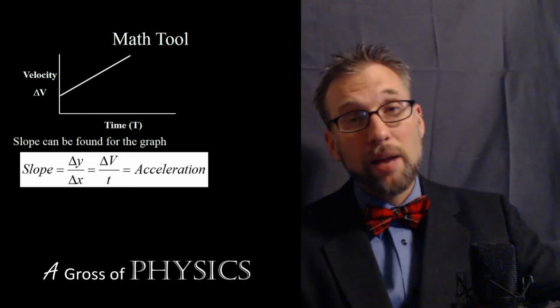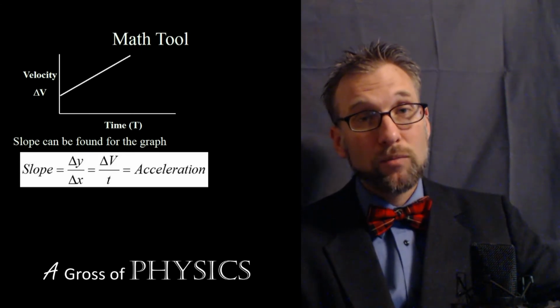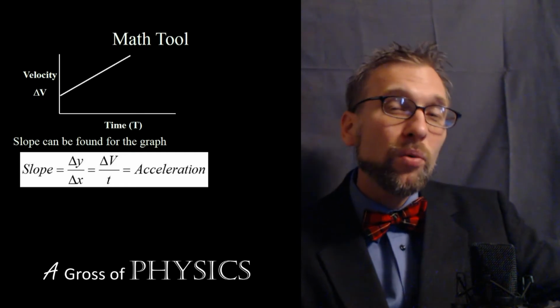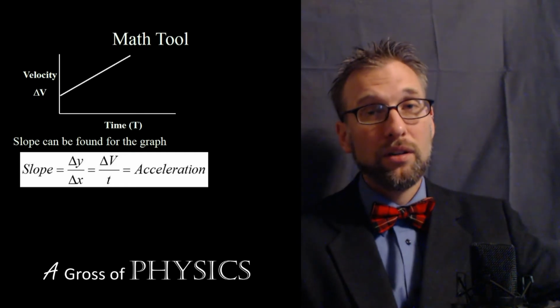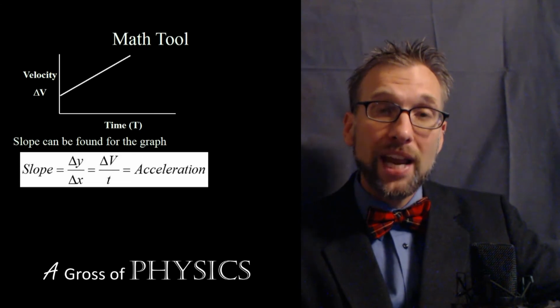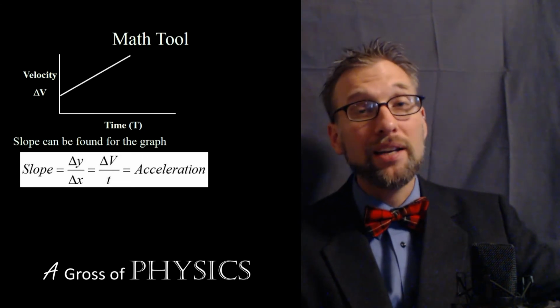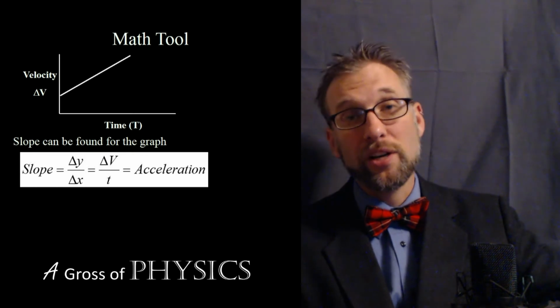So the slope of a velocity graph can tell me the acceleration. Now, like I said, 99% of the graphs are going to be straight. So it'll either be a positive, a negative, or a zero acceleration. But what would you do if you had a curve? You could find the slope of a tangent.